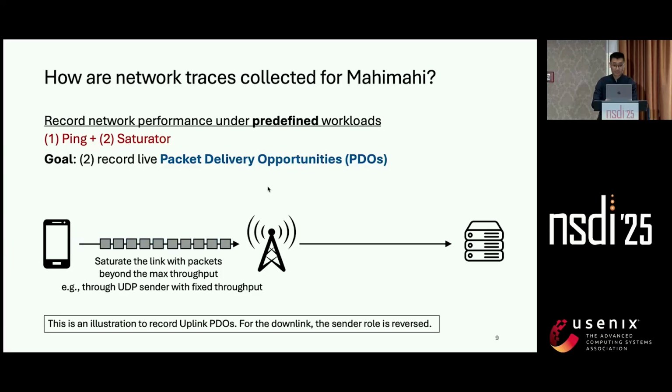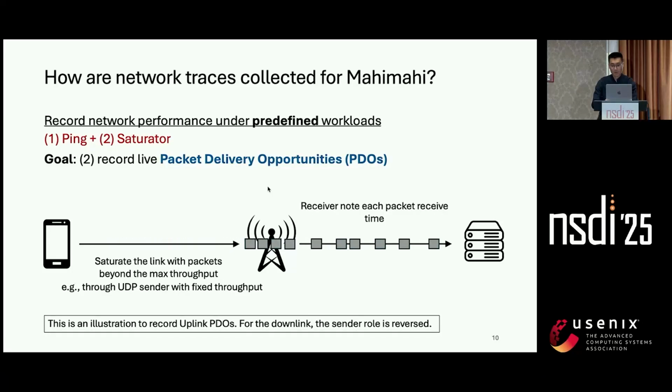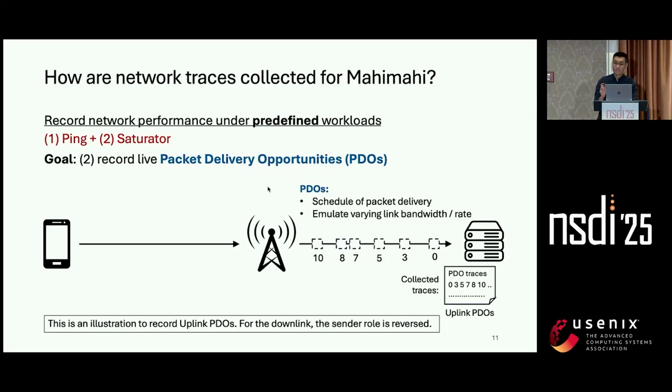This workload saturates the link by sending packets beyond the maximum throughput. The goal is to keep the buffer occupied all the time. And then the receiver notes how each packet is received. Specifically, we record the timing between packets and how each one arrives compared to the first. We call this collection of timestamps the packet delivery opportunities, which is basically just a schedule for how the cellular network delivers packets. Other than just showing the packet schedule, PDOs also emulate varying link bandwidth, but on a finer-grained, packet-by-packet level.